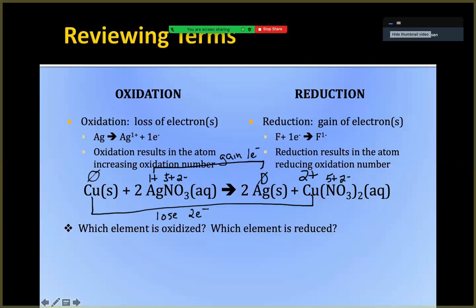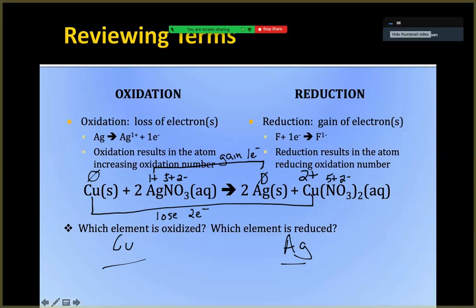So which element is oxidized? Well, oxidation is the loss of electrons. We said that the copper was oxidized. Our silver was reduced. Here are our 2 species. This is a redox reaction. And now we know in what direction, who has lost the electrons and who has gained the electrons. If we want to do something with these electrons, we need to get our electrons to go from copper to our silvers. It's going to be useful to us as we start to think about voltaic cells.